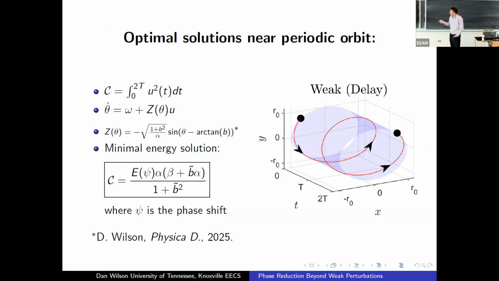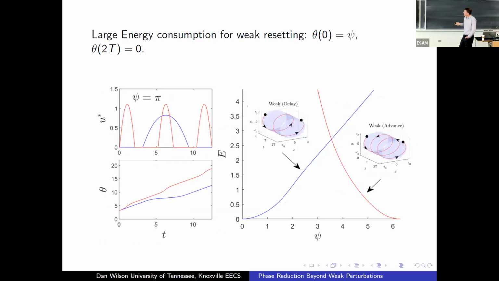So I have theta dot is equal to my natural frequency plus my phase response curve multiplied by my input. I know that the phase response curve for this system is just a sinusoid, which is appropriately scaled and shifted by some of those parameters in the model. I can calculate what my minimal energy solutions are, again, according to the dynamics of the problem. And then I can compare, okay, well, what do these look like as well?